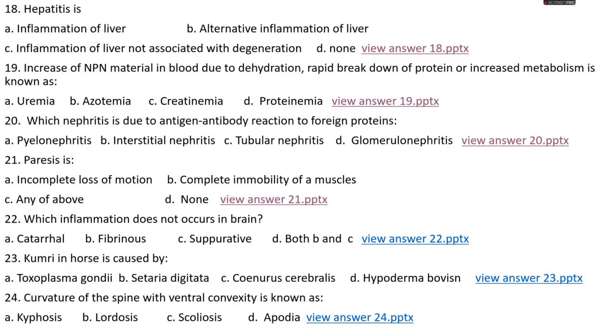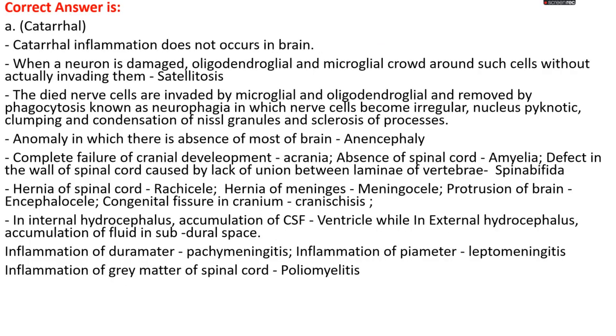Okay. Question number 22. Which inflammation does not occur in the brain? Option A, catarrhal. Option B, fibrinous. Option C, suppurative. Option D, both B and C. The right answer is option A, that is catarrhal. Catarrhal inflammation doesn't occur in the brain.